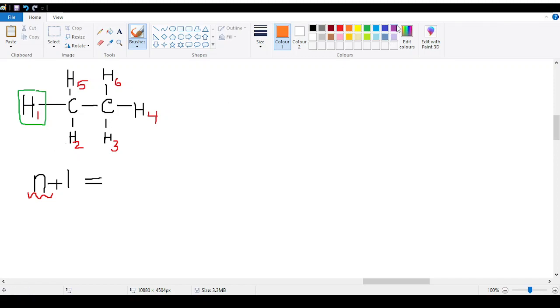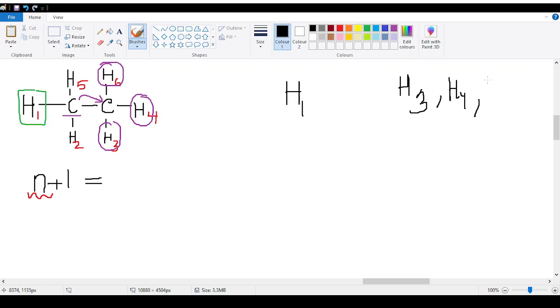Now consider hydrogen 1. The hydrogen 1 is joined to this carbon atom, right? Yes. And who is the neighbor of this carbon atom? This is the neighbor of that carbon atom. And that carbon atom has how many hydrogens? 3 different hydrogen atoms. Now, I want you to tell me, hydrogen 1 and hydrogen 3, hydrogen 4, and hydrogen 6, what do you think about their chemical environment? Do they have the same chemical environment or different chemical environment? They have the same chemical environment.